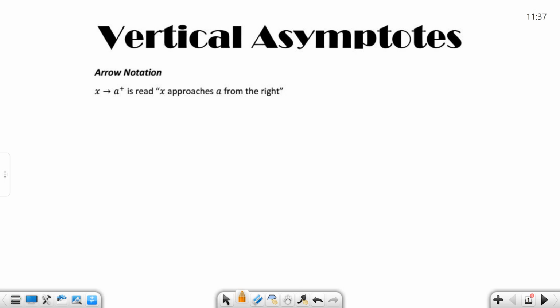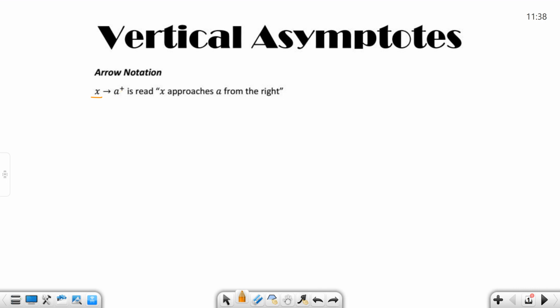Vertical asymptotes. The first thing I want to talk about is arrow notation. So we have this x and we have this arrow and then we have a with a little plus sign. And we read that in math as x approaches a from the right. The plus sign is from the right.